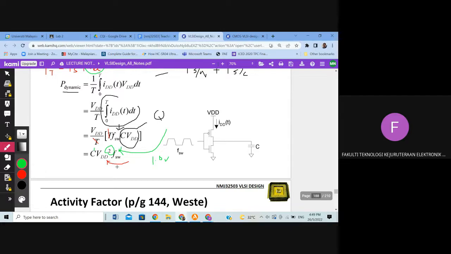All right. For the case of C, it depends on the area of your chip. If you want to reduce area and make it as small as possible, the dynamic power will also be more because of the effect of C inside the wiring inside the chip.